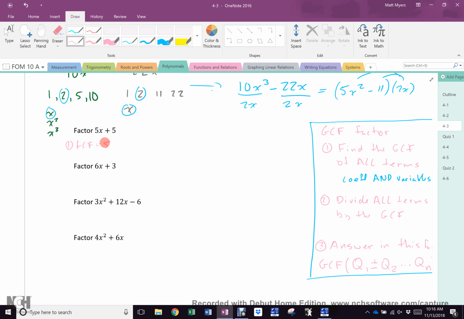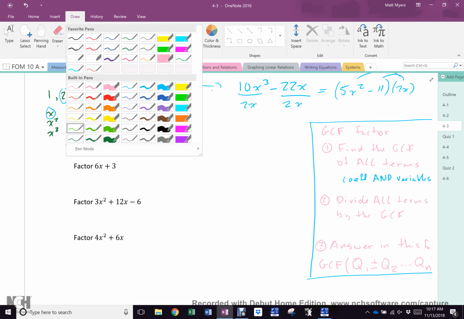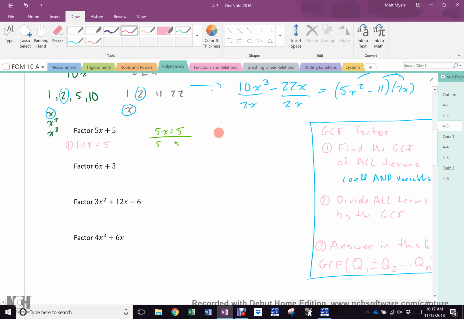What is step 2? Divide all the terms by my GCF. So 5x plus 5, everything needs to divide by 5. Everyone agree? And step 3, write the answer out in the right form, which is GCF. What was our GCF? 5. What is quotient 1? What's that division? X plus, what's quotient 2? 1. And then we're out of quotients, so we stop.